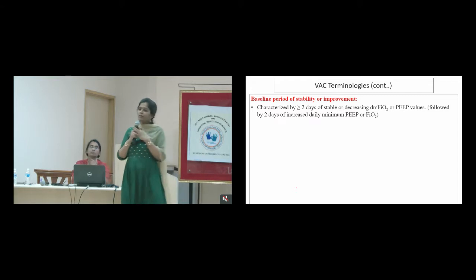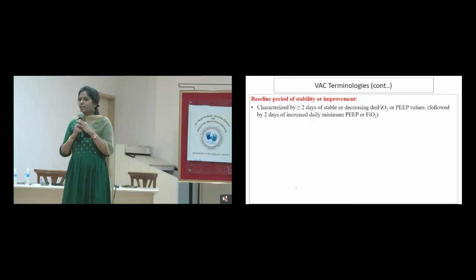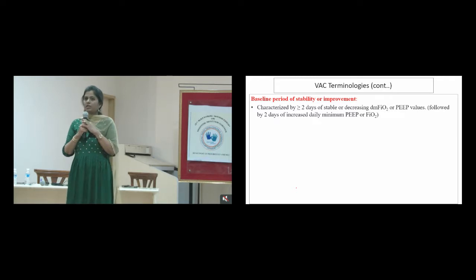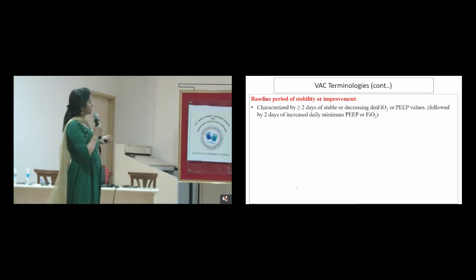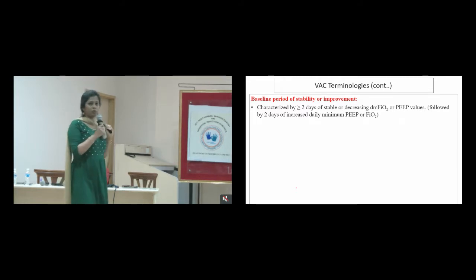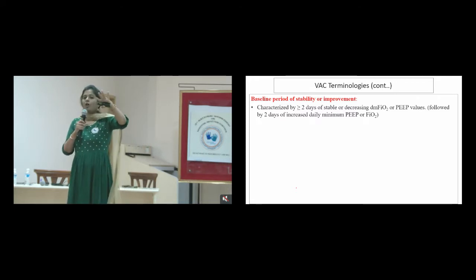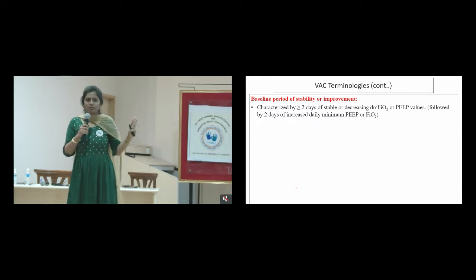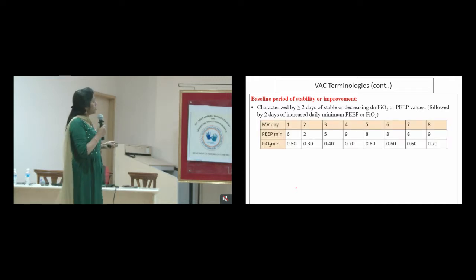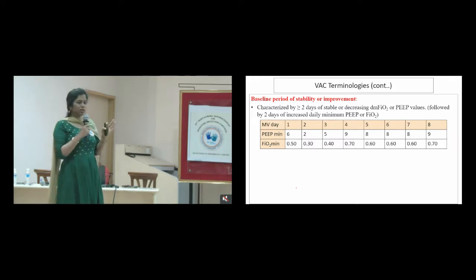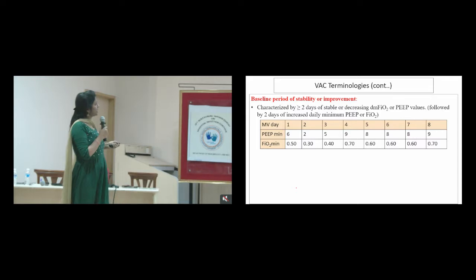Next we will define the most important definitions, that is, what is baseline and what is worsening of gas exchange. Okay. The baseline definition says it is characterized by 2 or more days of stable or decreasing daily minimum FiO2 or PEEP values. Baseline means your values are either stable or reducing. It cannot increase. Clear? Can you tell me which values are reducing here? You can see 6 and 2 is reducing.